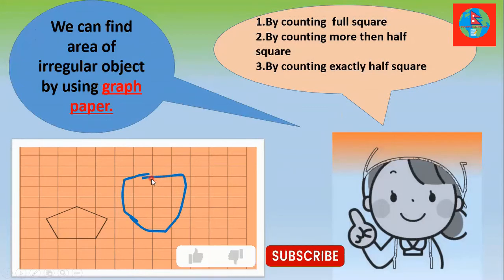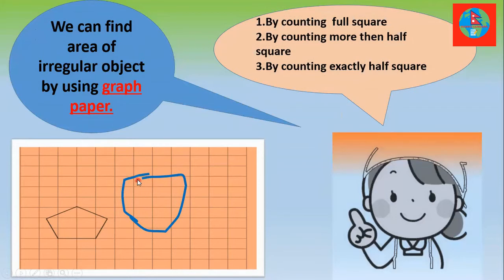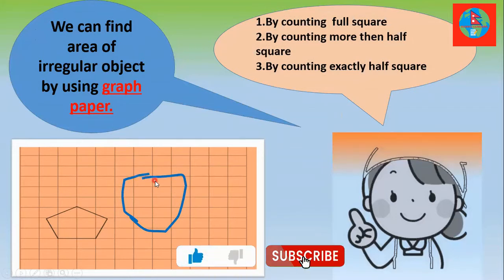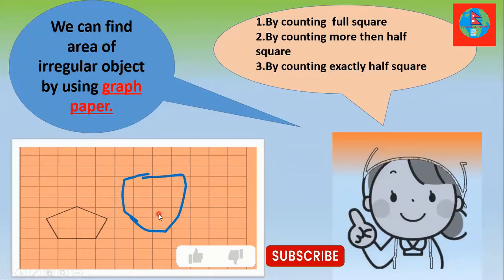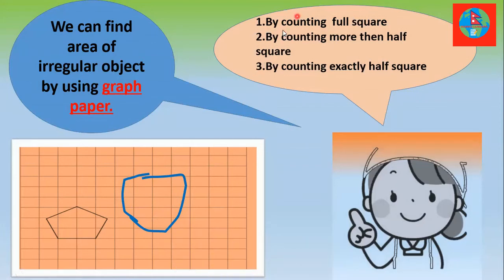I sketch the outline of an irregular object here. At first, you sketch or draw the outline of any irregular object on the graph paper. Then, number one, here is the rule.